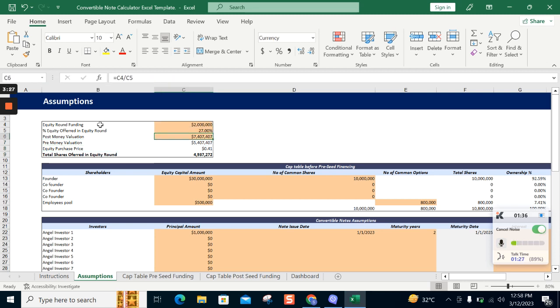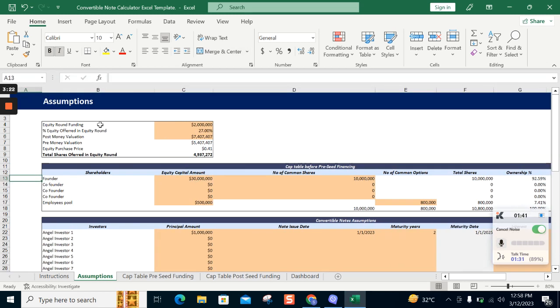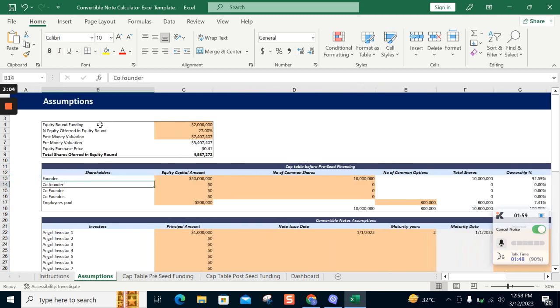Then we have the cap table before pre-seed financing. Here you have to write the shareholders' equity amount, the number of common shares, and the number of common options. Total shares and ownership, and share price are calculated. The ownership percentage is basically the ownership in the company. The employee pool is the shares reserved by the company for long-term compensation to management and employees.